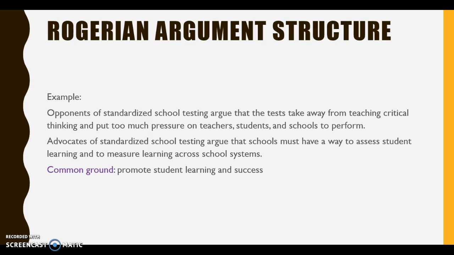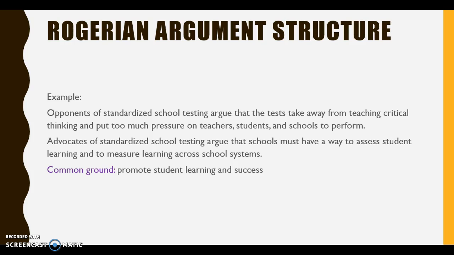Those people who support standardized school testing might argue that schools have to have a way to assess whether students are learning. We have to have a way of figuring out how much students are learning and what they still don't know. And we also have to be able to measure learning between school systems. So if we're trying to compare school systems and to figure out which school system is strong and which is weak, one way we can do this is by looking at standardized test scores. So these are very opposing views when we think about whether standardized school testing should still occur. But if we look at the common ground, we see that both sides are really valuing the same thing. Both sides want to promote student learning and student success. They just disagree about the way that they can do that.